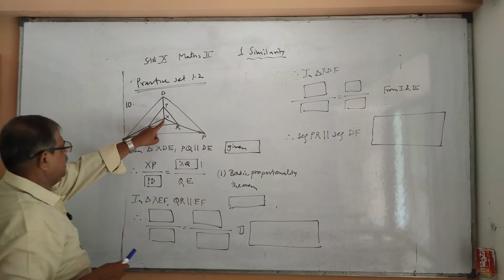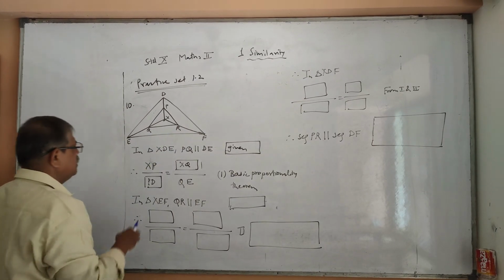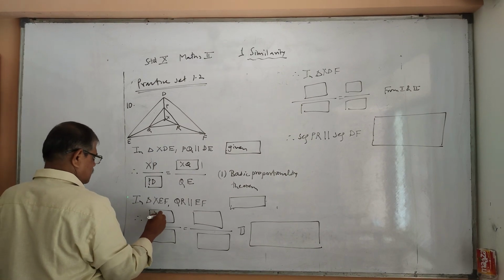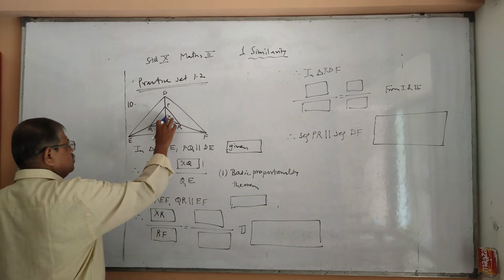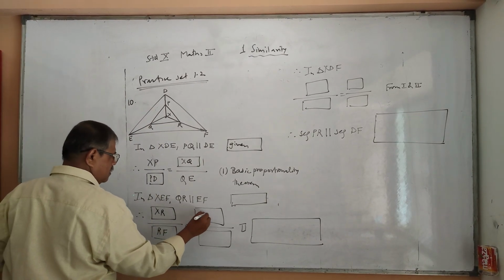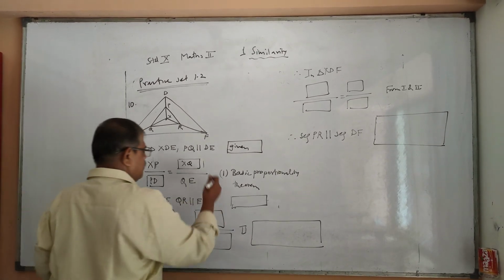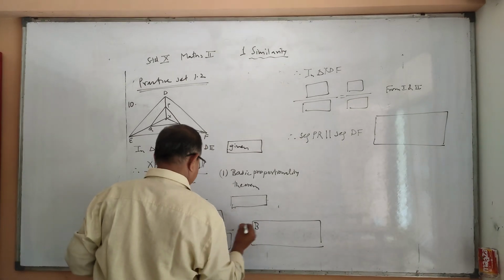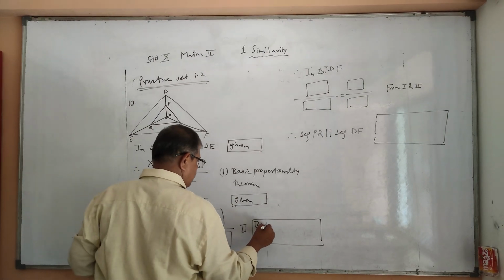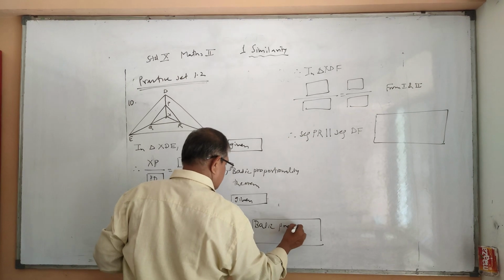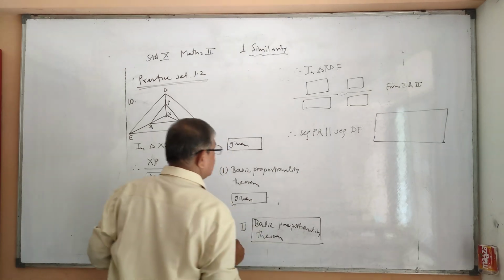Same way in triangle XEF, QR is parallel to EF. Therefore, I get XR upon RF is equal to XQ upon QE. XQ upon QE. Reason same. What I apply for this? Same reason. Here reason for this QR parallel to EF. Reason is what? Given. Here reason is basic proportionality theorem.